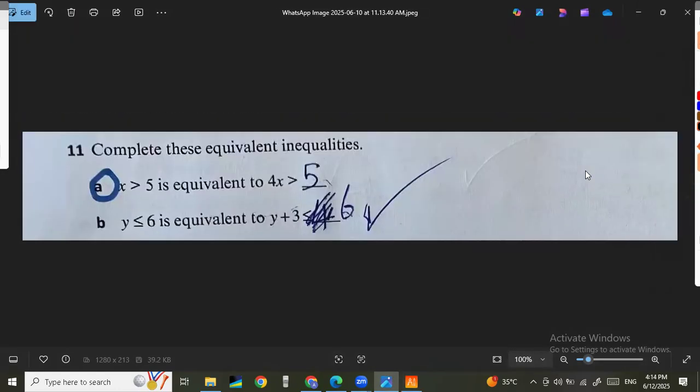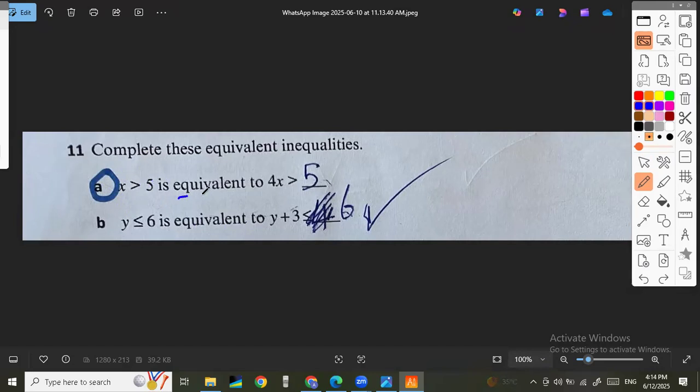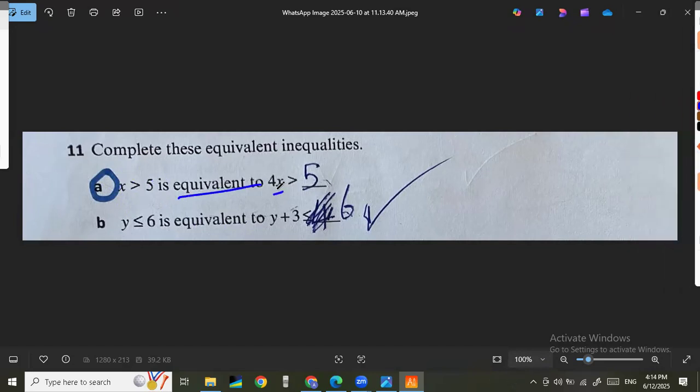All right, equivalent inequalities. It's exactly like what you do with fractions. If you multiply the numerator, you multiply the denominator. So the same thing here, but actually it is a bit different, that you can even add or subtract. So here, if they say to you, x is greater than 5 is equivalent to, what did they do over here to the x? They multiplied it by 4. So multiply there by 4. So it's x times 4 is 4x. Thank you. That's what they did to the x. Do it to the other side. 5 times 4 is 20.